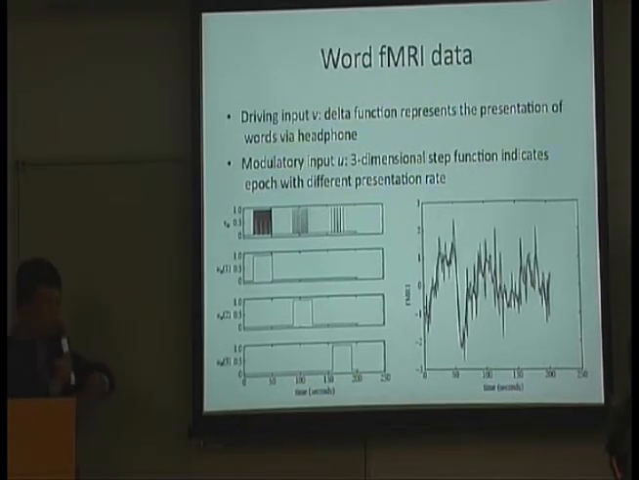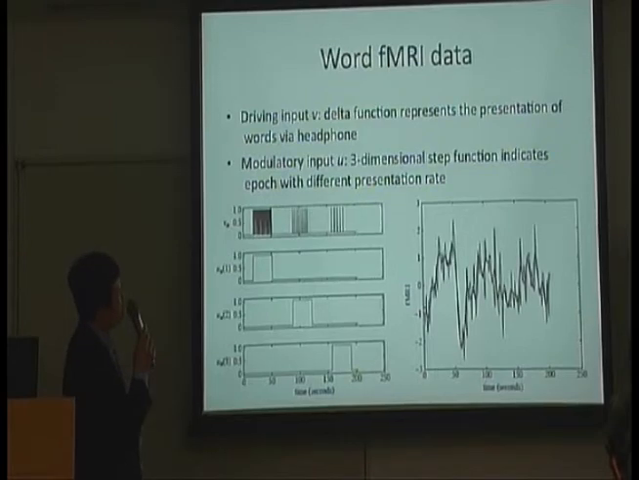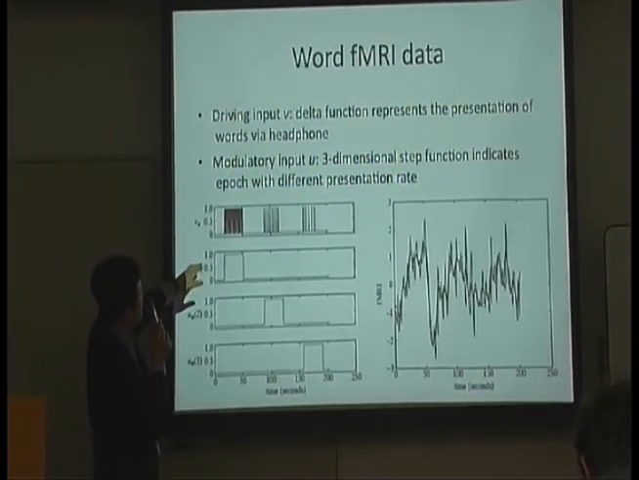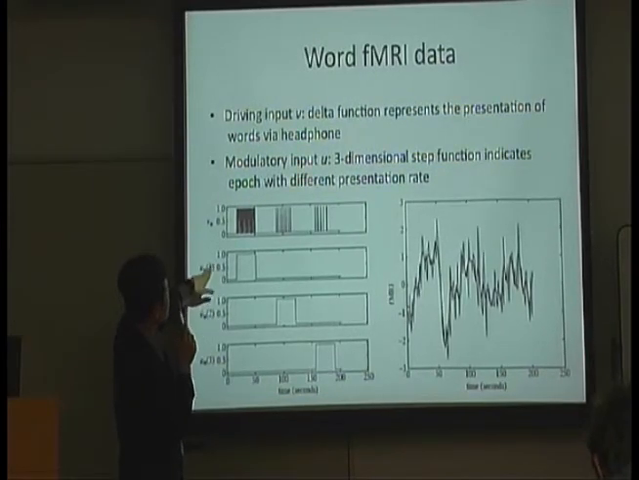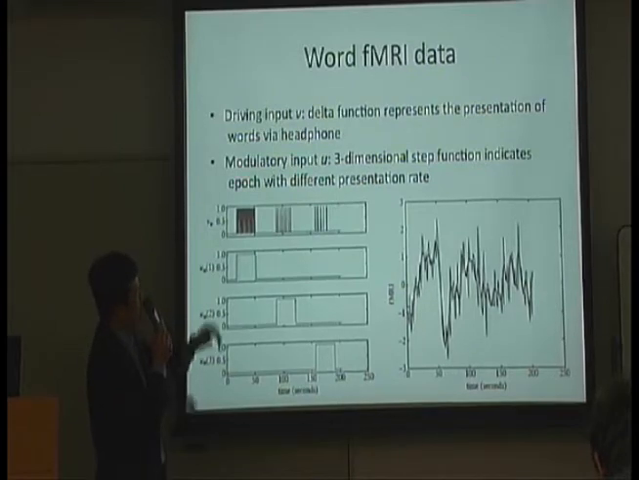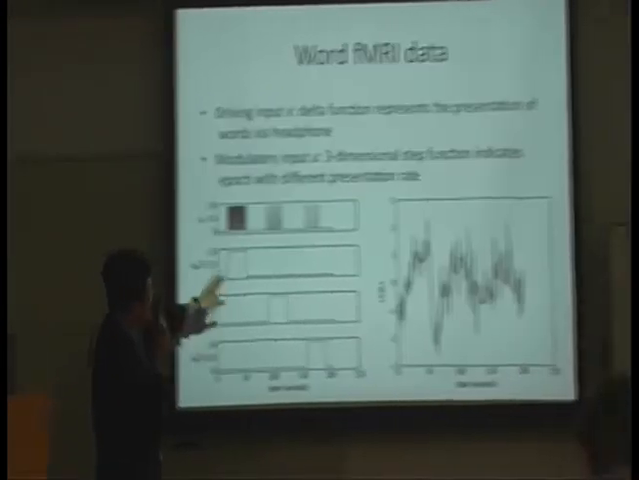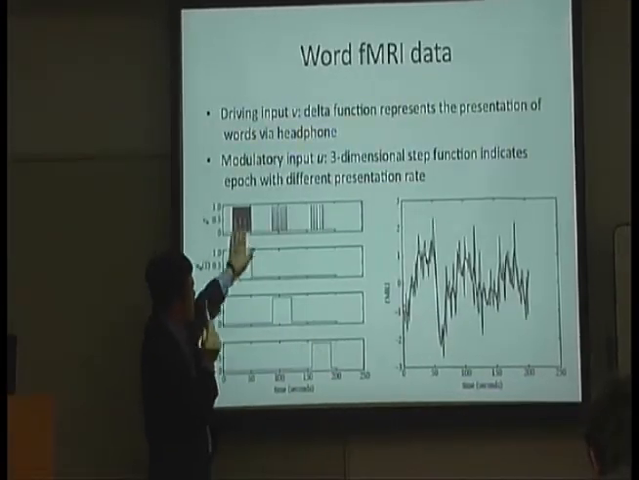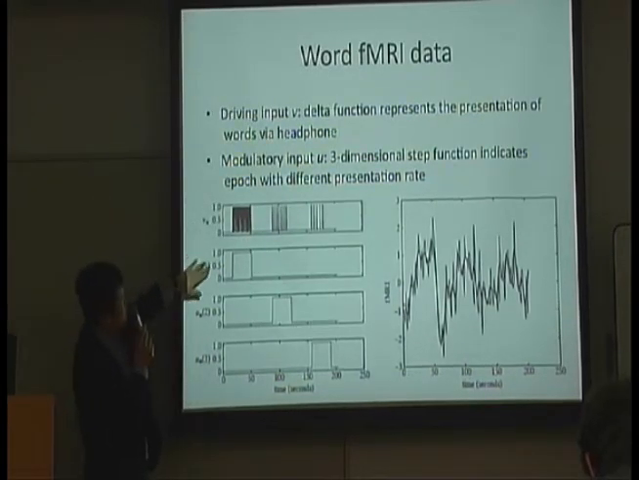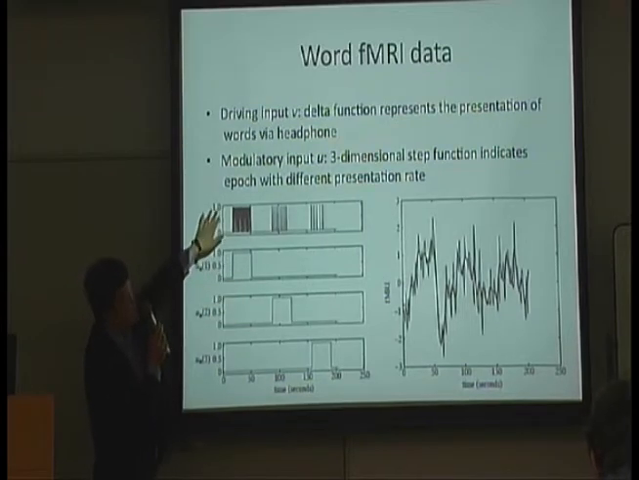What they show is the word fMRI example, basically the subject listened to some words, presentation of the word through the headphone. And then they also have this modulated input U, showing that those words are represented with a different sort of rate. This is represented by step function here. This one is the modulated input. This is driving stimulus input.